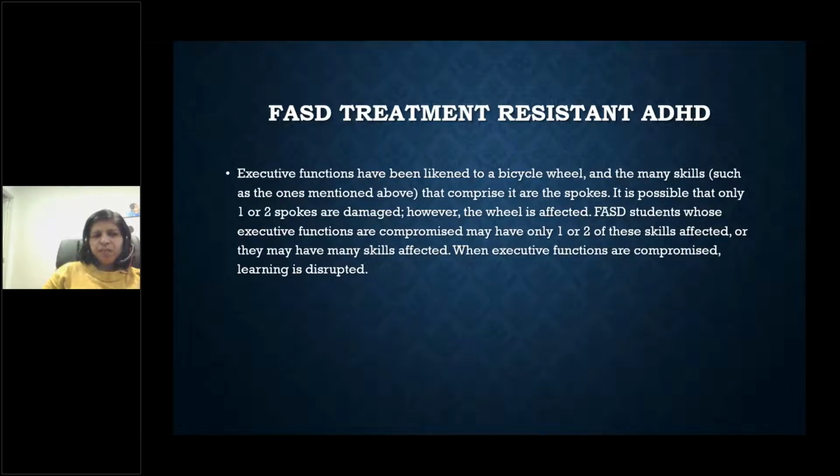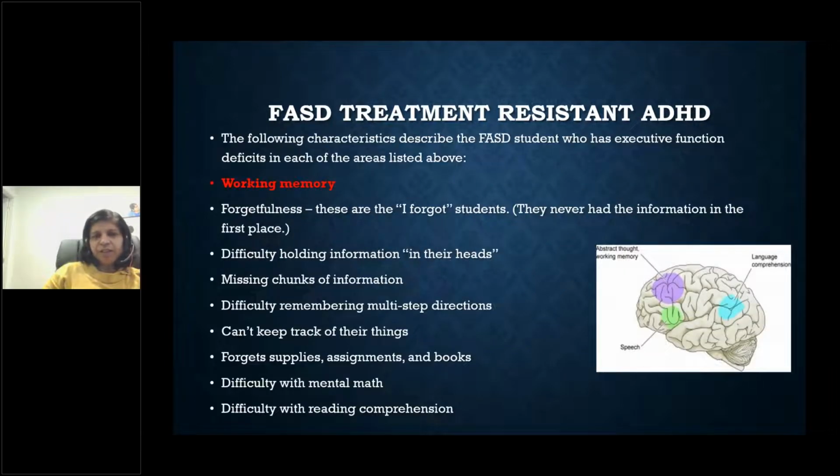Another way to think about it is that executive functions are just like a bicycle wheel which has many skills, such as the ones we have mentioned above. Those 10 domains that comprise it are the spokes. It is possible that if one or two spokes are damaged, you can still feel that the wheel can get affected. FASD students whose executive functions are compromised may have only one or two of these skills affected, but they are affected severely, which can impact their overall functioning, and that can affect their learning ultimately.